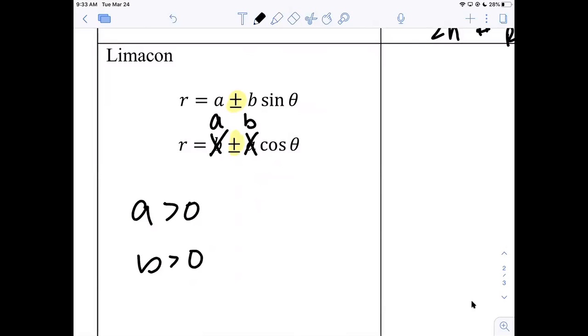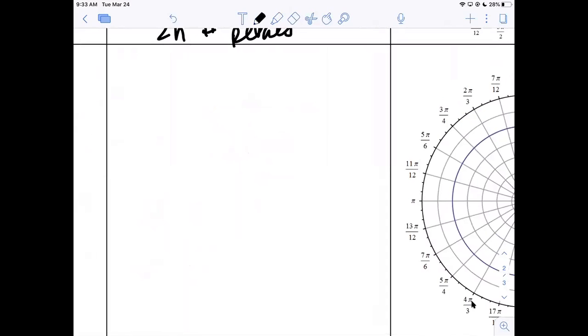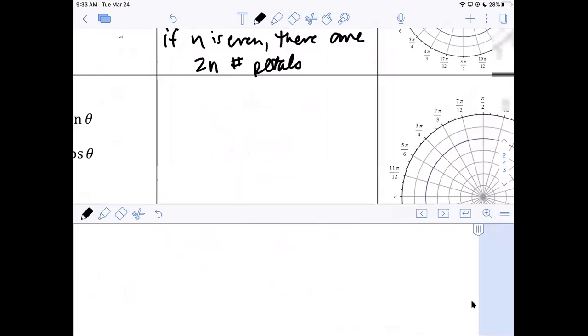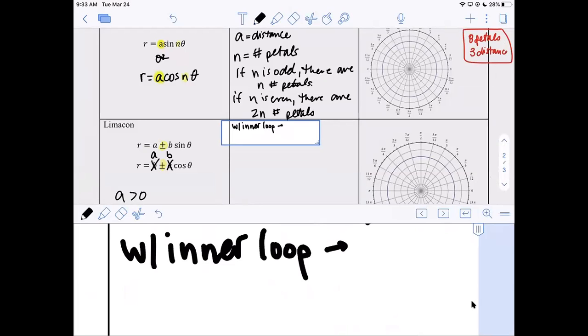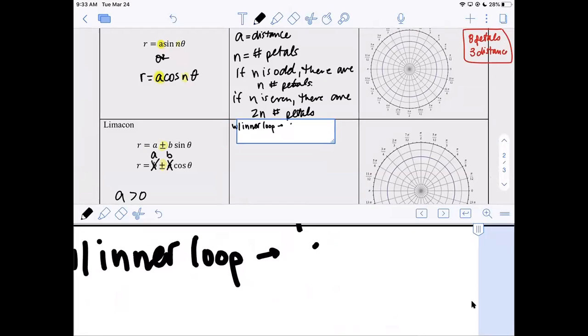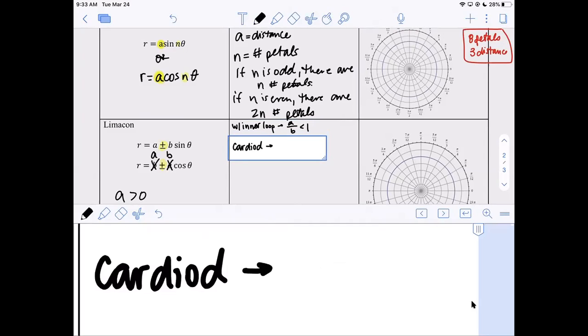Now there's 4 different types of limaçons. So limaçon is like a big umbrella, and there's 4 special types of it. The first one is called a limaçon with an inner loop. When you see the drawings, you'll figure out exactly why it's called that. If you take a ratio of a over b, and that is less than 1, then it will be an inner loop limaçon. The next one's called a cardioid, and it's if a over b is equal to 1.